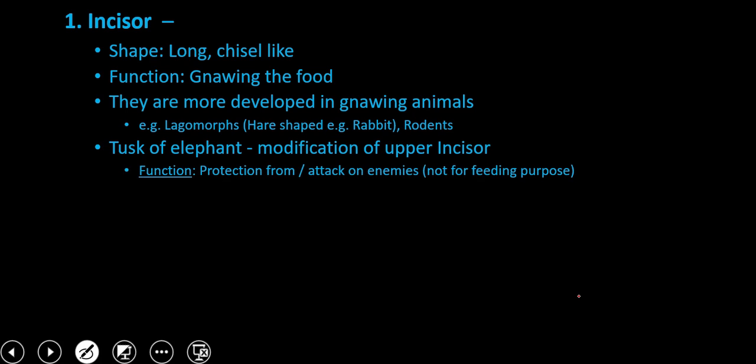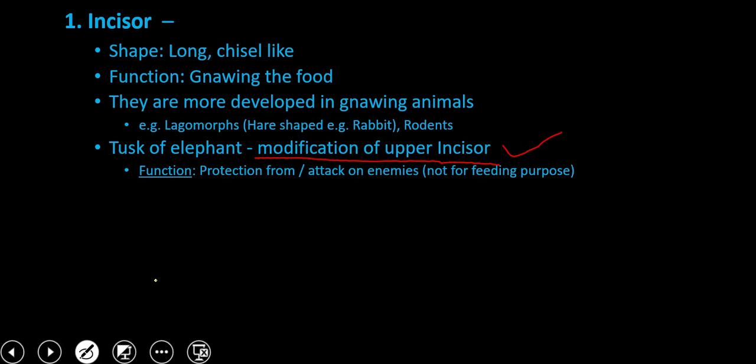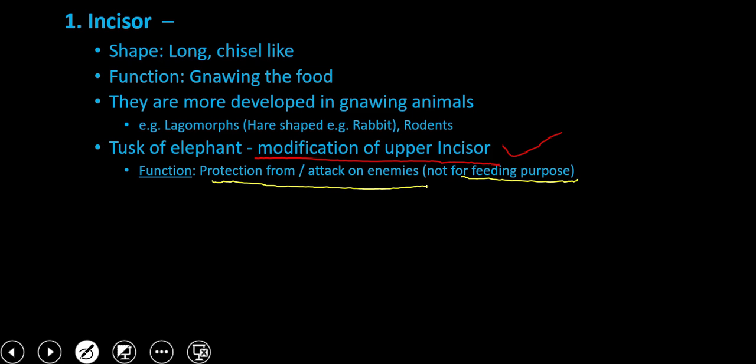The tusk of an elephant is also a modification of the upper incisor. It does not help for feeding purposes, but it helps for protection or for attacking the enemy. So we say that an elephant's teeth for showing are different and for eating are different. So the tusk of an elephant is not for feeding purposes.